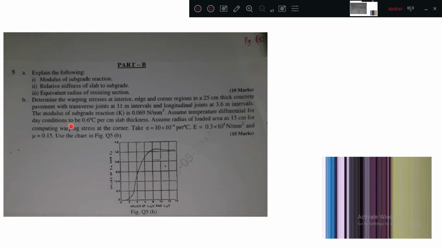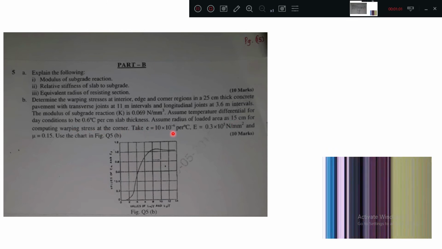Temperature differential for day condition is 0.6 degree per centimeter. So this has to be multiplied with 25 to get small t. This is per centimeter slab thickness difference, so multiplied by 25. Assume radius of loaded area, this is A, small a, warping stress at the corner.